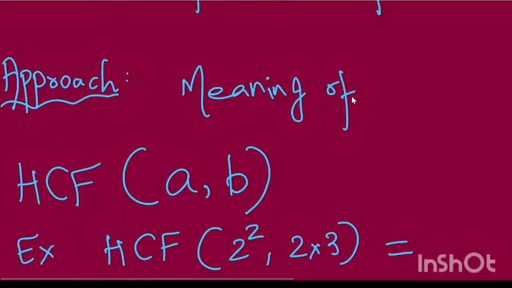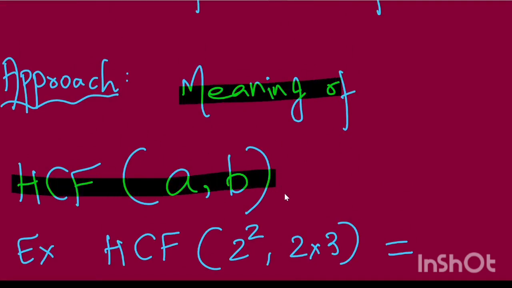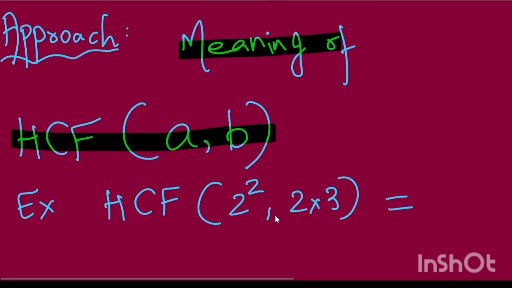Let's try to find the meaning of this. What is the meaning of the HCF of two numbers A and B? HCF we have done in lower classes. For example, if I ask you what is the HCF of 2 squared and 2 into 3, HCF means highest common factor. So the maximum number that can be taken common from both, as you can see, is 2. So HCF is 2.